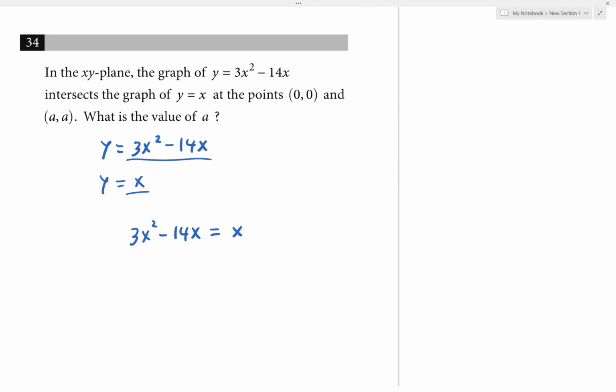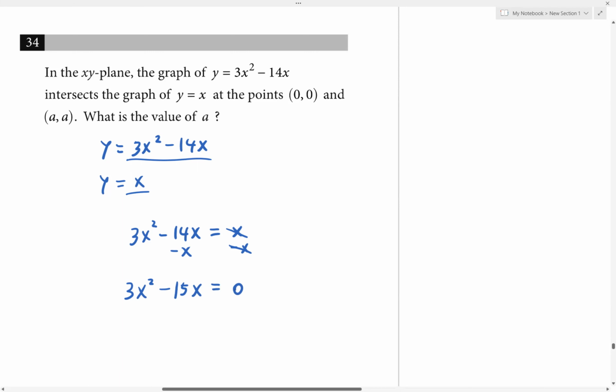Okay, so now we can just solve for x using this equation. And notice this is a quadratic equation. So we do want to move everything to the same side and set it equal to 0. And then we have to factor from there. So let's do a minus x on both sides. So this will be 3x squared minus 14x minus x. This will be minus 15x, and that's equal to 0.